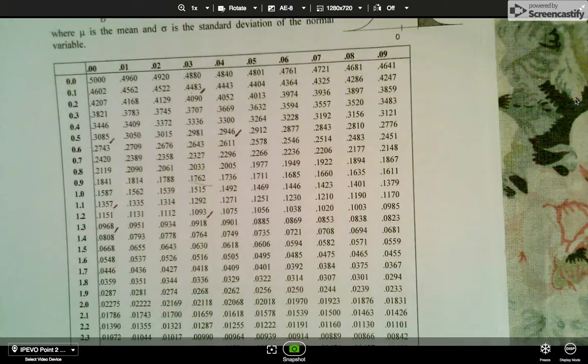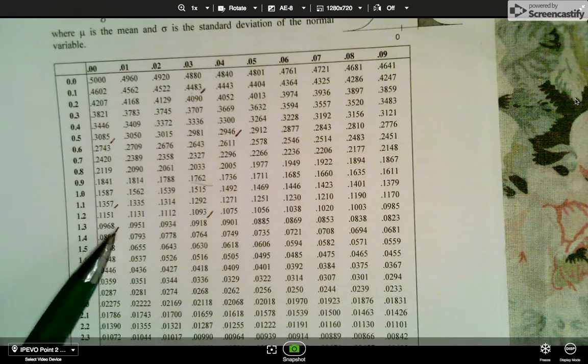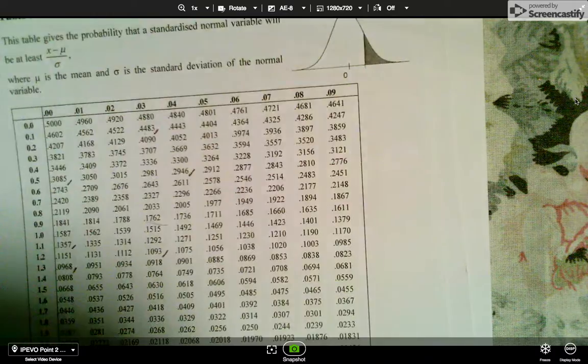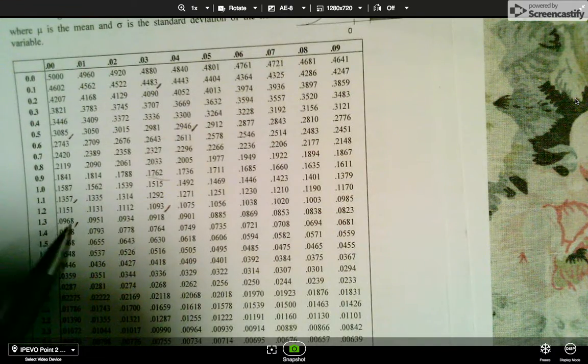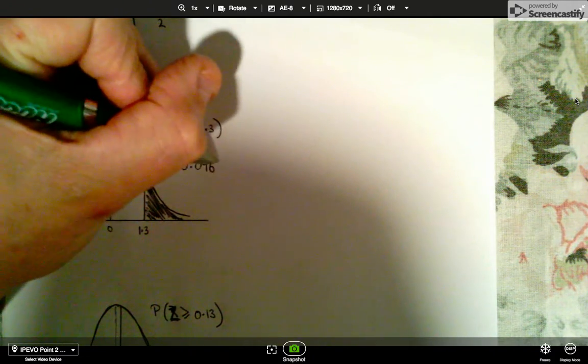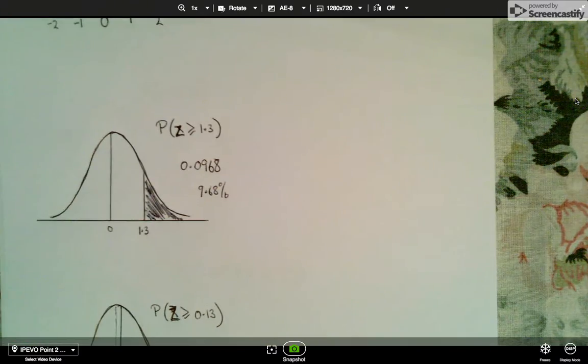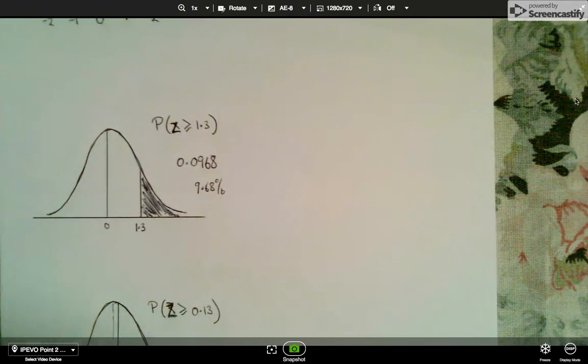So we look at the tables. We're after 1.3. 1.3 is 0.0968. So that's the area above 1.3, it's 0.0968, or 9.68%. And that's all it is. That's exactly what the table gives us.